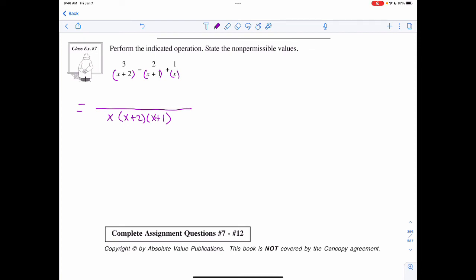So the first one already has the x plus 2, but it's missing the x and the x plus 1. So I'm going to take 3, and I got to multiply it by x and the x plus 1 to make that numerator match. I have a subtraction next. The second one has the x plus 1, but it's missing the x and the x plus 2. And the last one has the x, so it's missing the x plus 2 and the x plus 1.